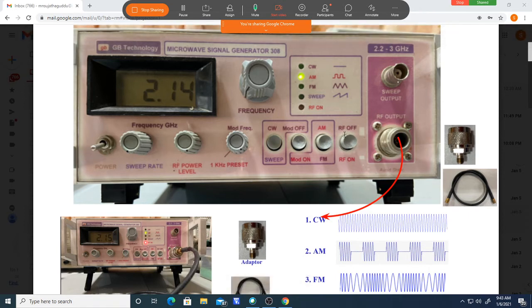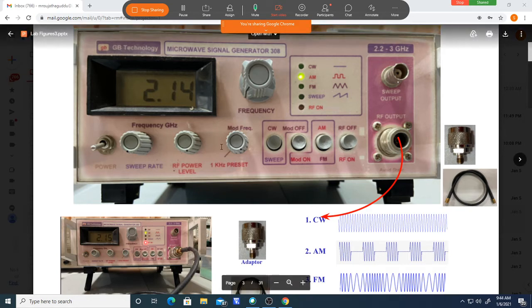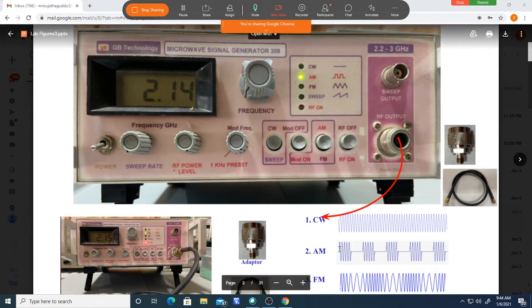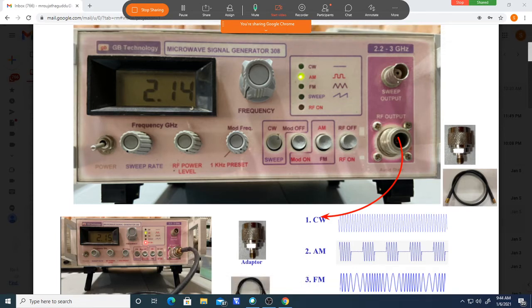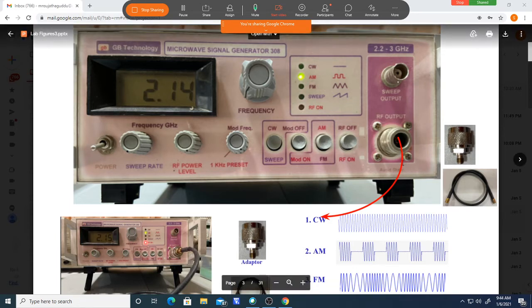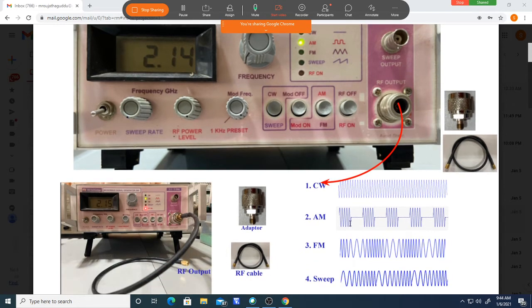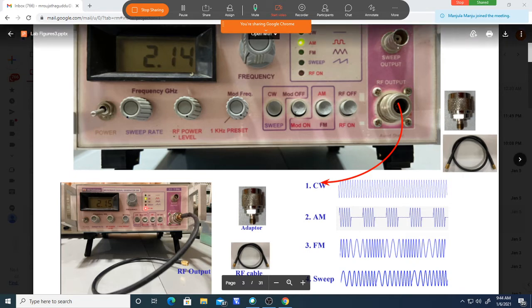You see here, this is RF output. This must be in the pressed position. Otherwise, whatever you set here, the output will not come out if you do not press this button. If you want the signal you set here to come out, you should keep the RF output button in the pressed position. Then you will get this output from here, on any of these, based on your selection.